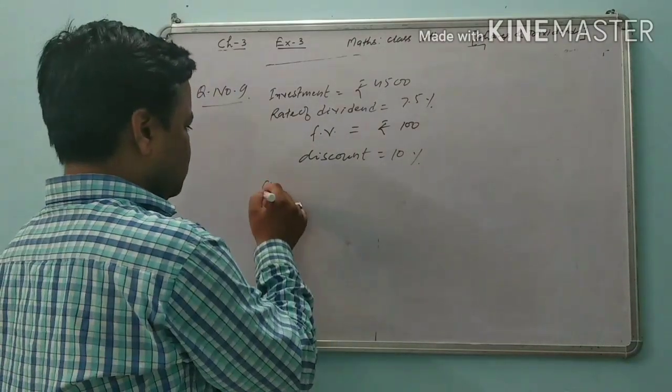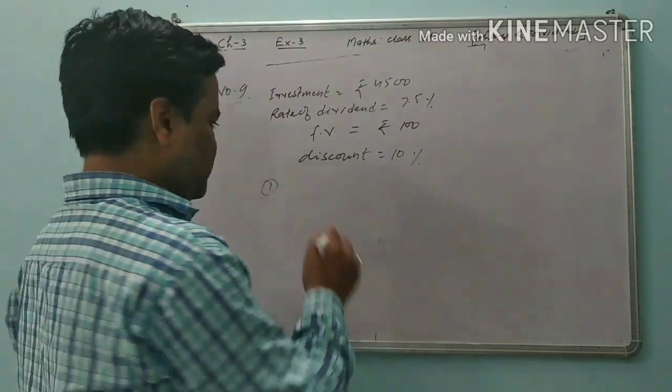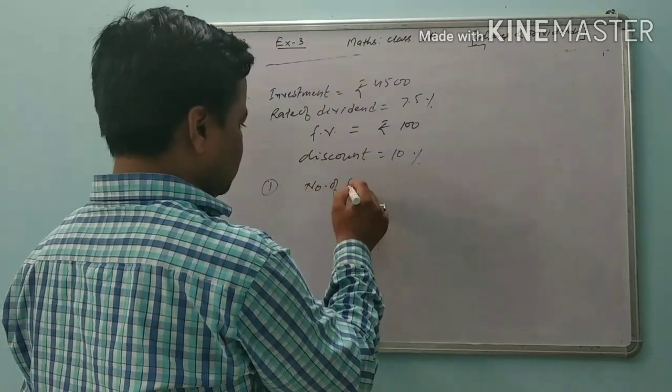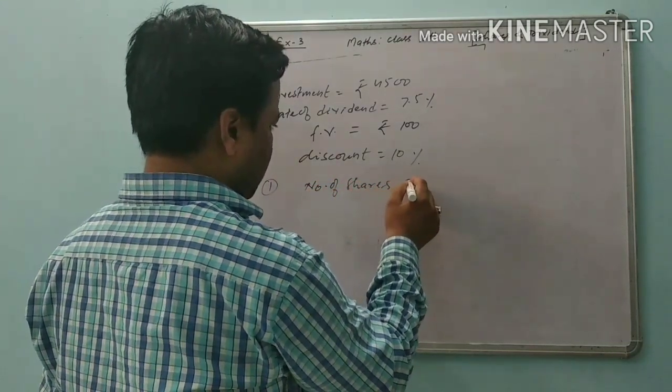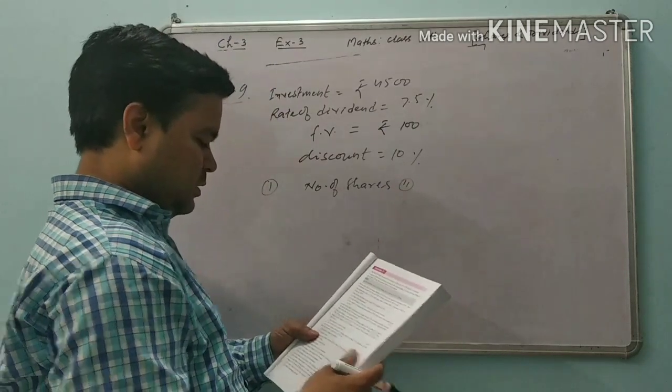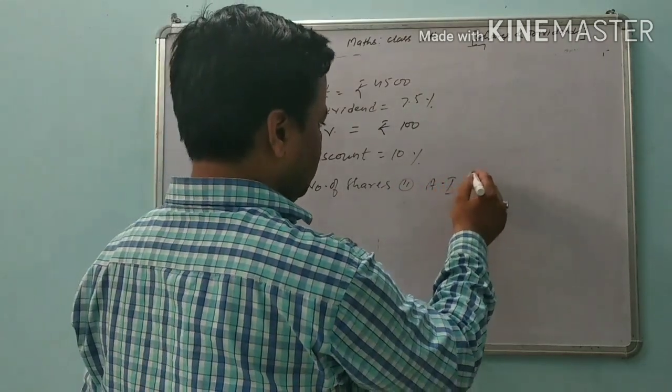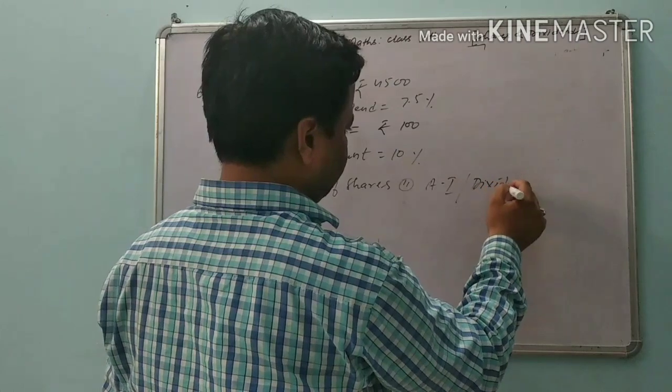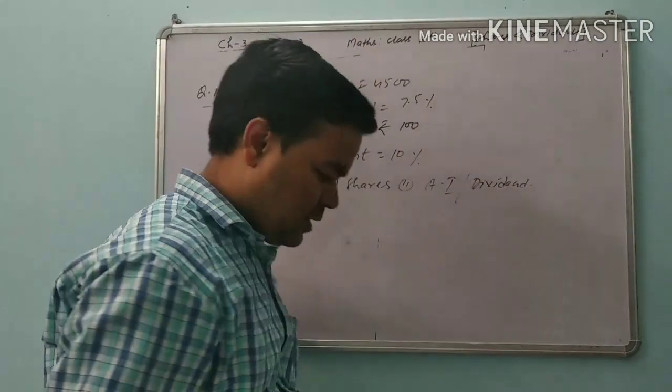Then we have to find, first, the number of shares, and second, the annual income. You know, annual income means dividend. We have to find this.